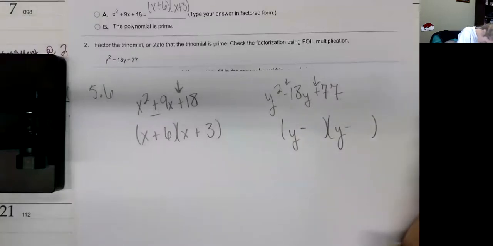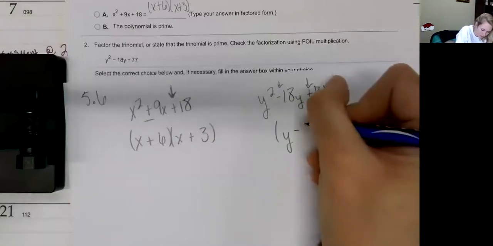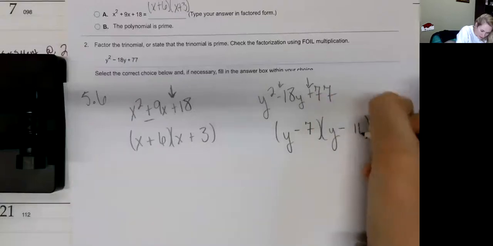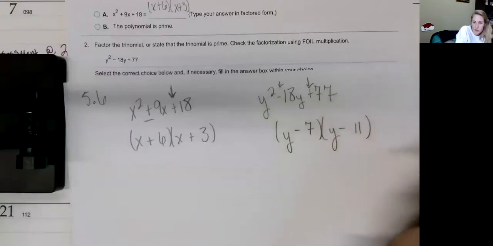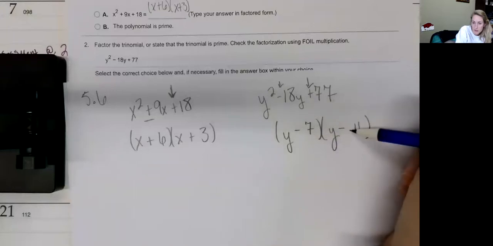So your multiplication tables are going to be huge in this, y'all. So 7 times 11 is 77, and 7 plus 11 is 18. So we'd have 7 and 11. And it doesn't matter which way you put these in, since these both have the same sign.